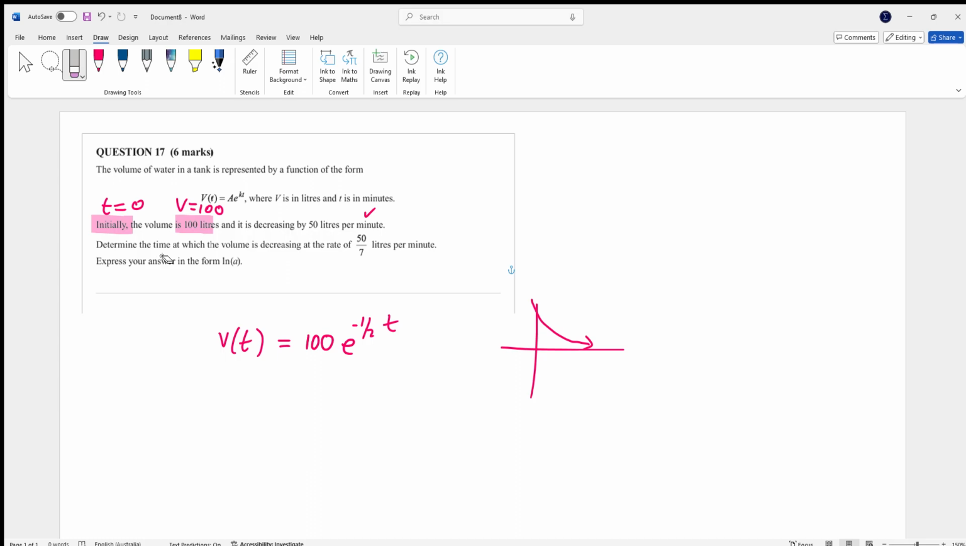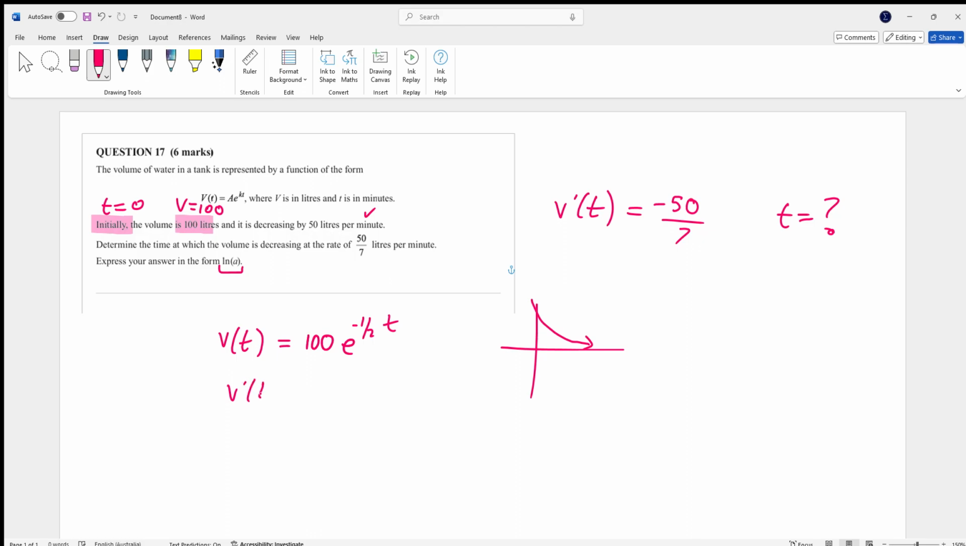Now, determine the time at which the volume decreasing is at this rate here. So here, we are given v dash of t is equal to negative 50 over 7. So it's our job to work out the time in which that happens pretty much here, okay? And we have to express it in this format here. So first of all, we have to differentiate this again.